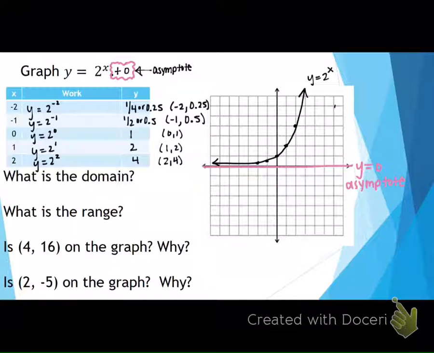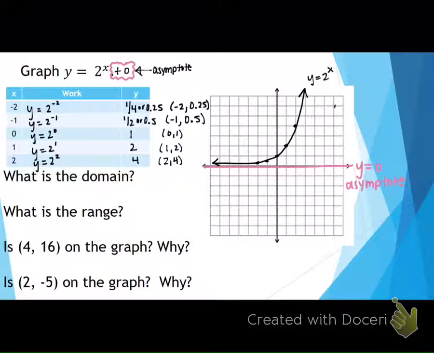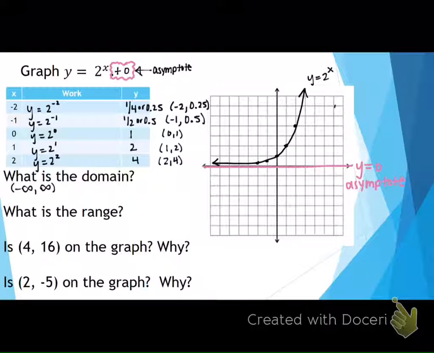Domain. Who remembers what domain means? Yes. It's the x value. So it's our values from the left to the right. So what is my farthest left value? Yeah, it's going to the left forever, so that is what, Tanari? Is it going to be going to the right forever? Yes. So it's negative infinity to infinity. What's another word you can use that means that? That's all real numbers.